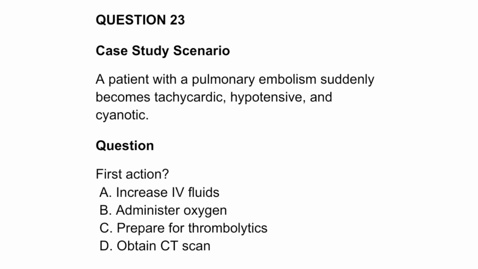Question 24. Case study scenario. A patient with a pulmonary embolism suddenly becomes tachycardic, hypotensive, and cyanotic. Question: first action. A. Increase IV fluids. B. Administer oxygen. C. Prepare for thrombolytics. D. Obtain CT scan.